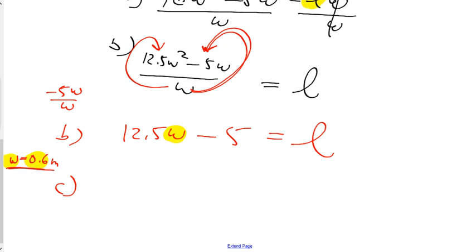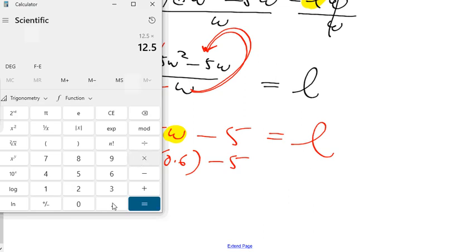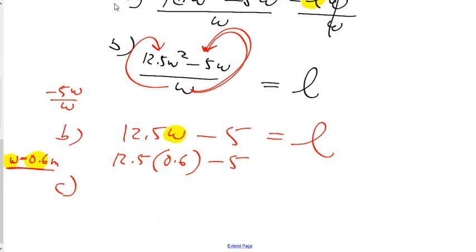So I'm going to take my equation and go 12.5. Instead of 12.5 times W, I'm going to do 12.5 times 0.6, which is the width. That's going to equal the length, right? Which is going to be 12.5 times 0.6 is 7.5. What's 7.5 take away 5? 2.5. So therefore, if the width is 0.6 meters, then the length of that tank will be 2.5.